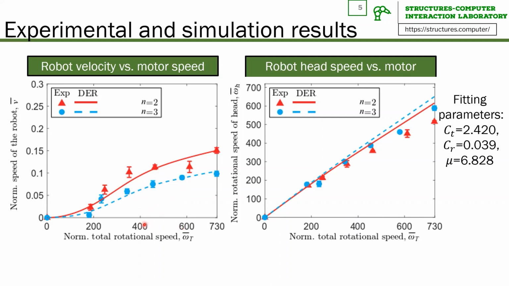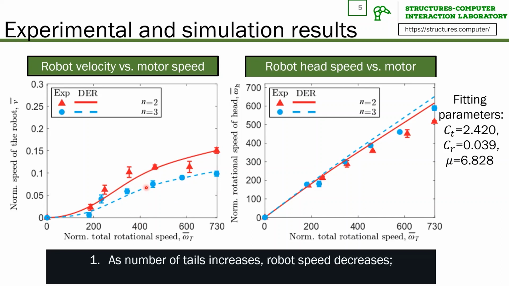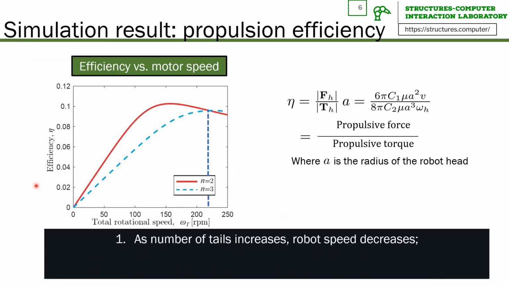One interesting finding is that at the same omega t bar, the two-tailed robot actually moves faster than the three-tailed robot. So as the number of tails increases, robot speed decreases. Then our simulator is used to predict the efficiency of actuation versus omega capital T. As you can see, the efficiency of a robot with n equal to 2 is non-monotonic and it reaches the maximum when omega t is about 150 rpm. At this rotational speed, the robot moves the furthest per unit torque from the motor.